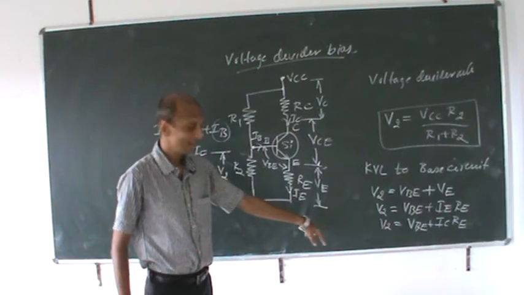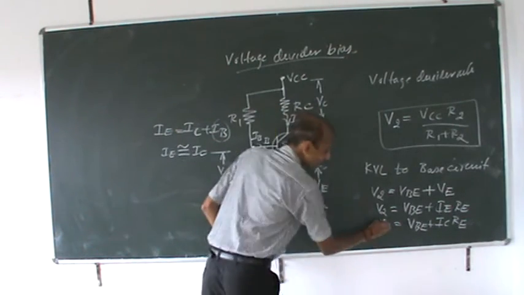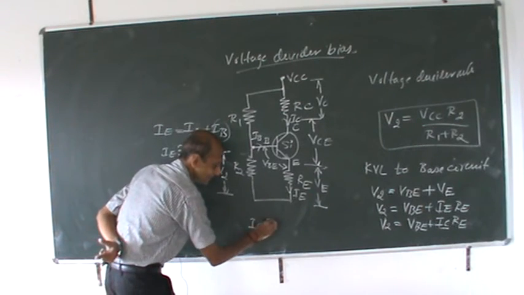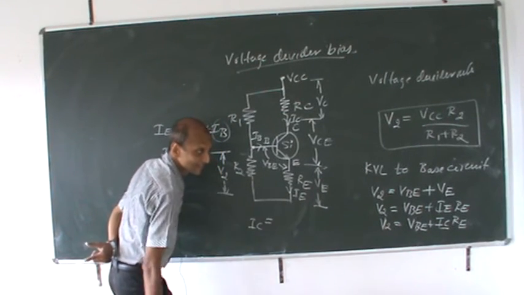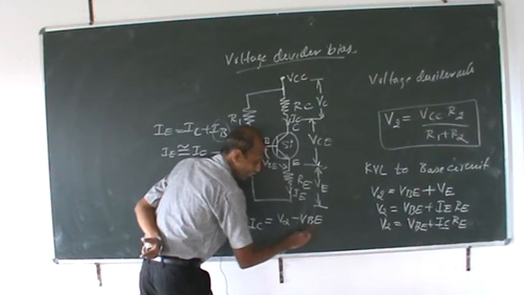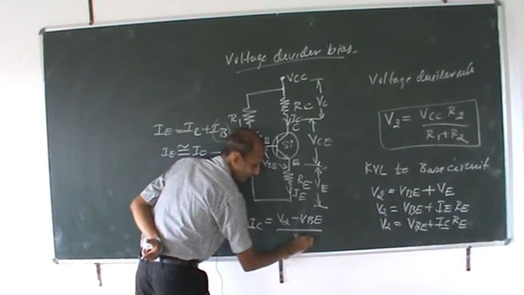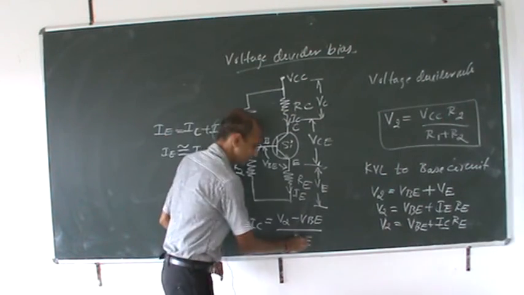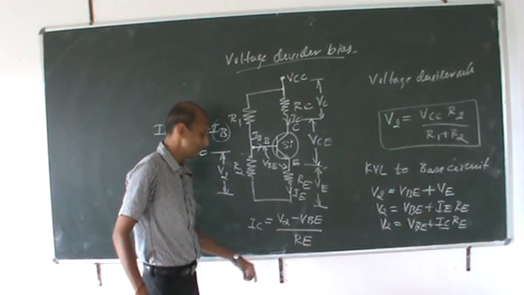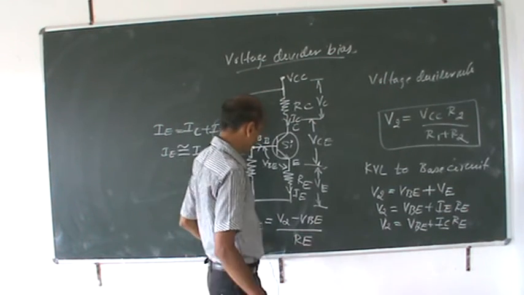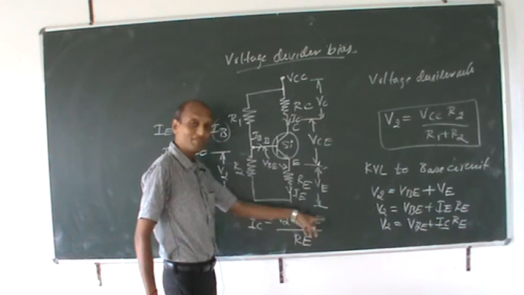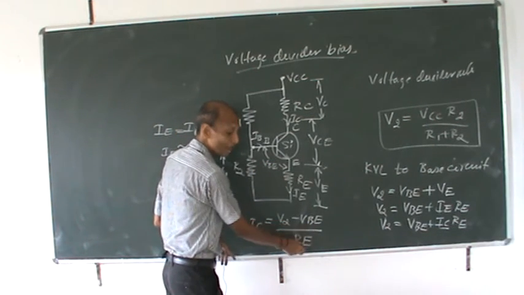Okay, after all that, what can I write for IC now? IC can be written as IC is equal to V2 minus VBE divided by RE. Once I know V2, I can calculate the current which will be flowing through the transistor, IC, with this formula: V2 minus VBE divided by RE.